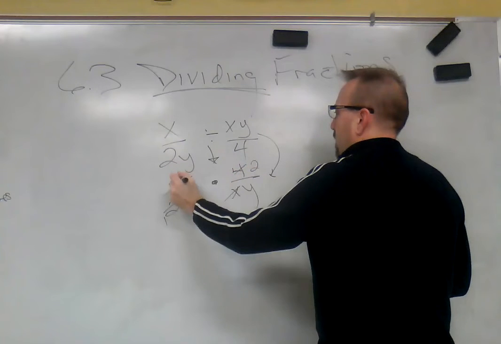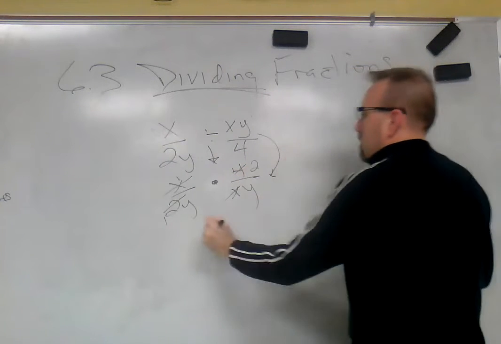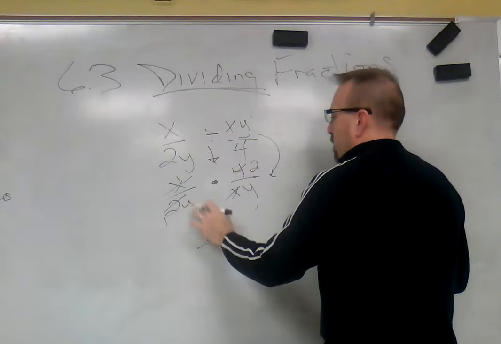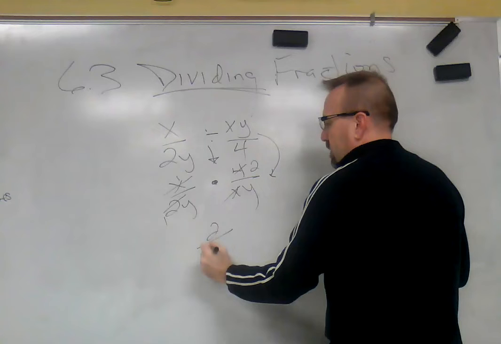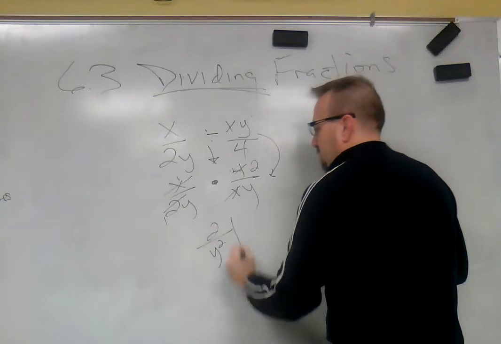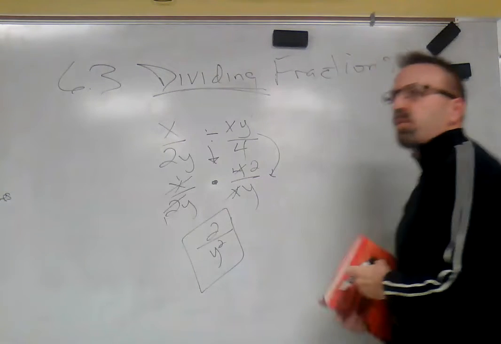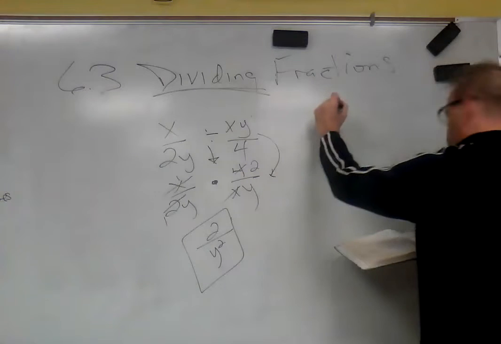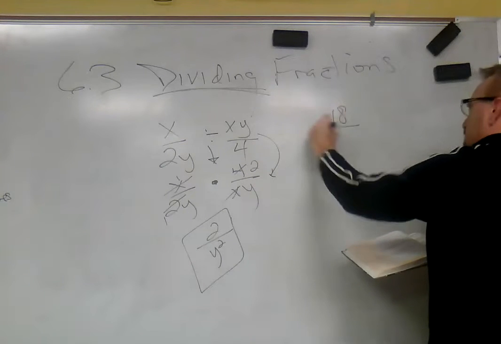So on the top, we're left with 1 times 2. On the bottom, we're left with 1, which we don't need with the variable. Y times y is y squared. So there's our simplified answer. So obviously, we're going to get into ones where we have to do some factoring, though, like yesterday.